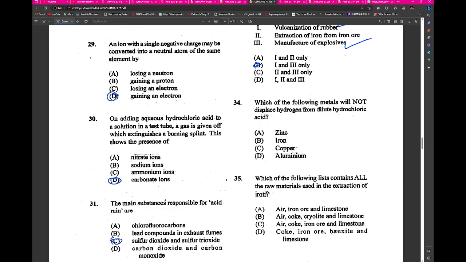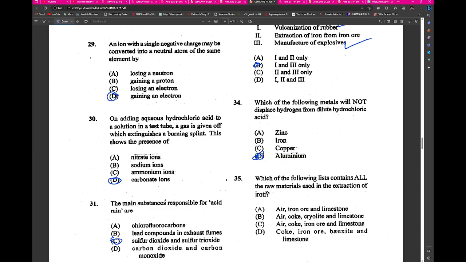I would believe that aluminum falls under it, copper falls above it, iron falls above it, zinc. Doesn't zinc fall below it? Zinc falls below hydrogen. Aluminum will be the lowest, so we're going to go with aluminum.